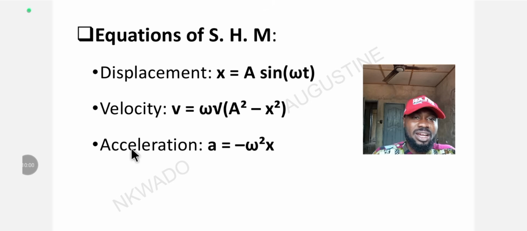Then if you are told to look for acceleration, it's still easy. This is the easiest formula. Acceleration a is equal to minus angular velocity squared times s. As easy as that. Remember what s is: displacement. Very easy.